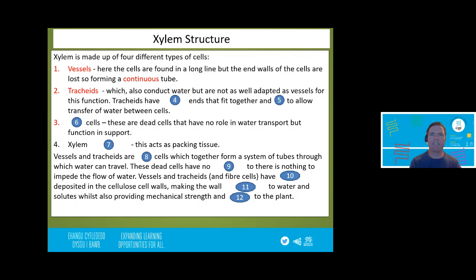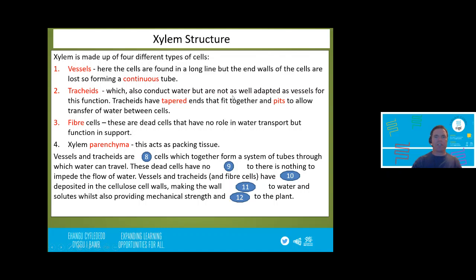But they're not as well adapted as vessels for this function. They have tapered ends that fit together, and then they have pits or pores to allow the transfer of water between these cells. Then we have fiber cells, which are dead. We'll talk about lignification in a moment. They have no role in water transport, but function in support. And we have xylem parenchyma, which acts as this packing tissue.